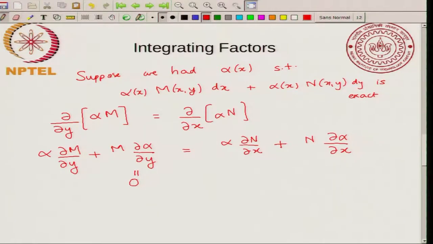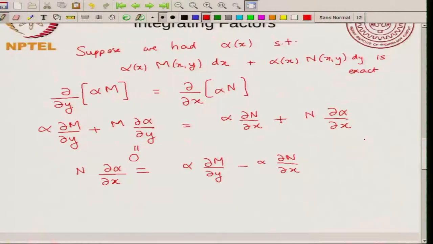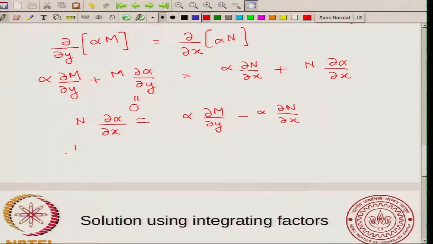So I can rewrite my equation in the following form. I'll just bring the ∂α/∂x to the left. So I'll write ∂x, okay, and I can write this as α times ∂M/∂y minus α times ∂N/∂x, and I have an N here. Okay, so N times ∂α/∂x, that is this term, is equal to, and I just took everything else on the right hand side, and I can rearrange this further and I can write 1/α ∂α/∂x is equal to 1/N (∂M/∂y minus ∂N/∂x).